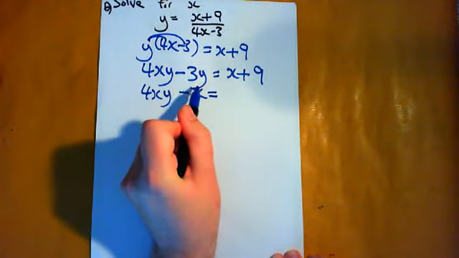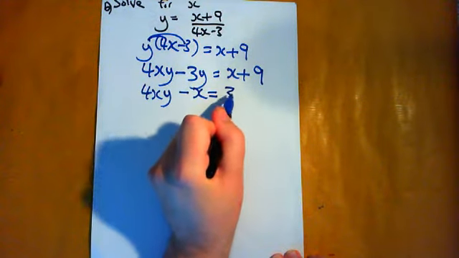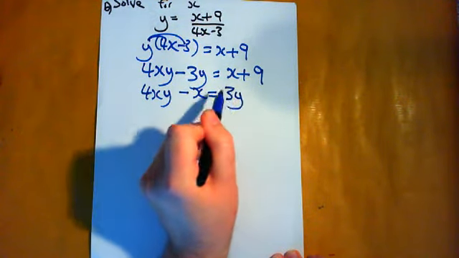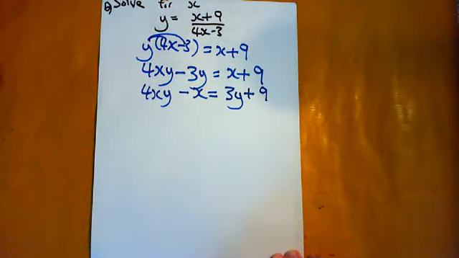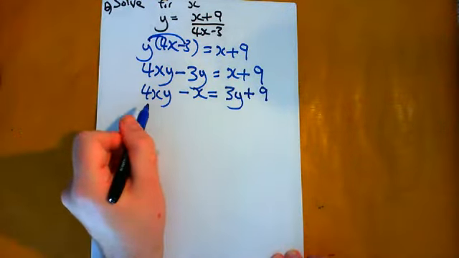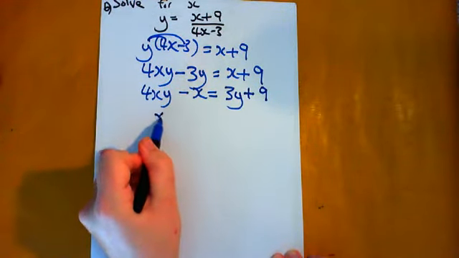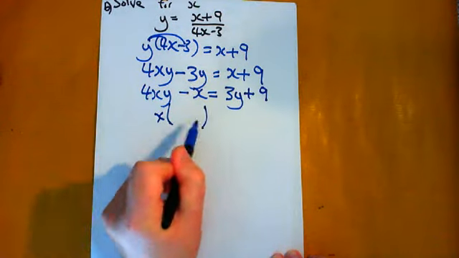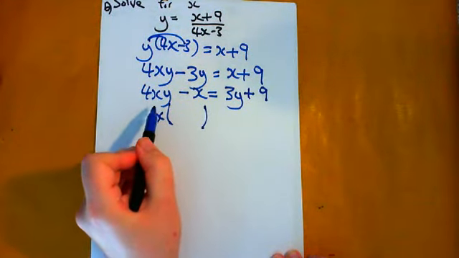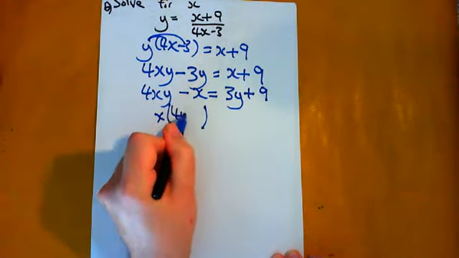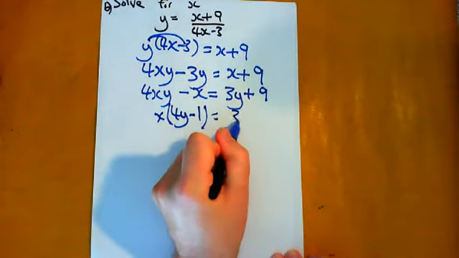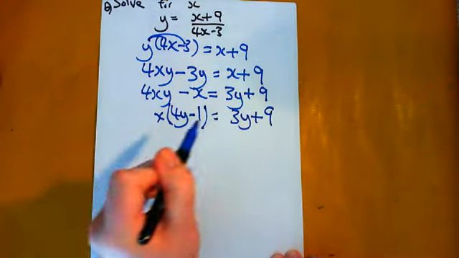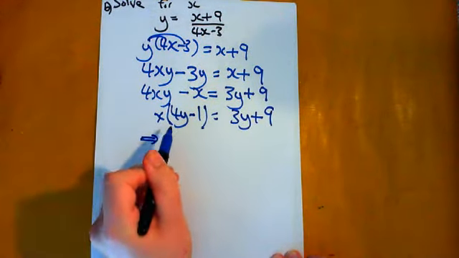Equals 3y. We want to move that 3y to the right, so that's going to be 3y, and we wanted to move that because it has no x. And 9 also has no x, and we want it on the right. Now we can take out a factor of x on that left hand side, so we've got x multiplied by 4xy is x times 4y minus x times 1 equals 3y plus 9.